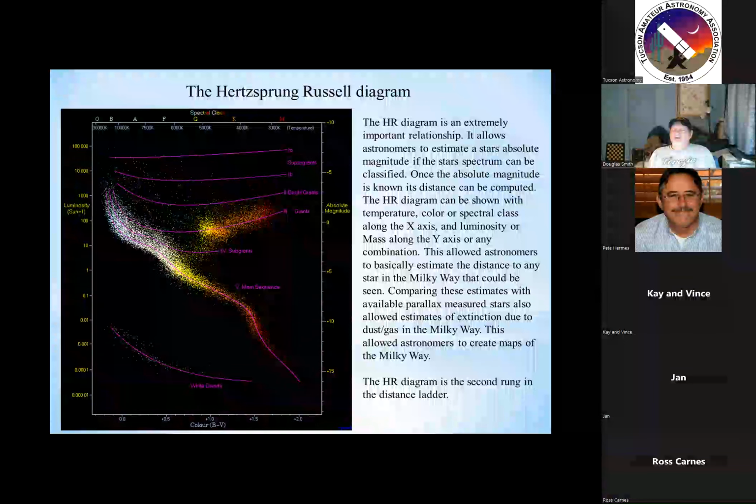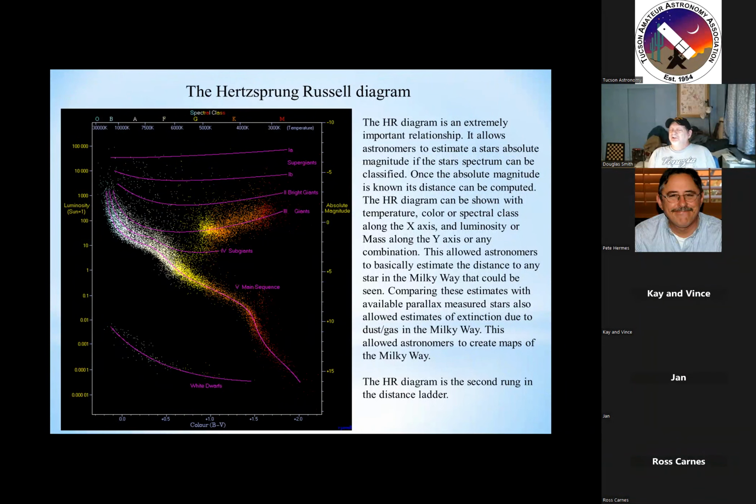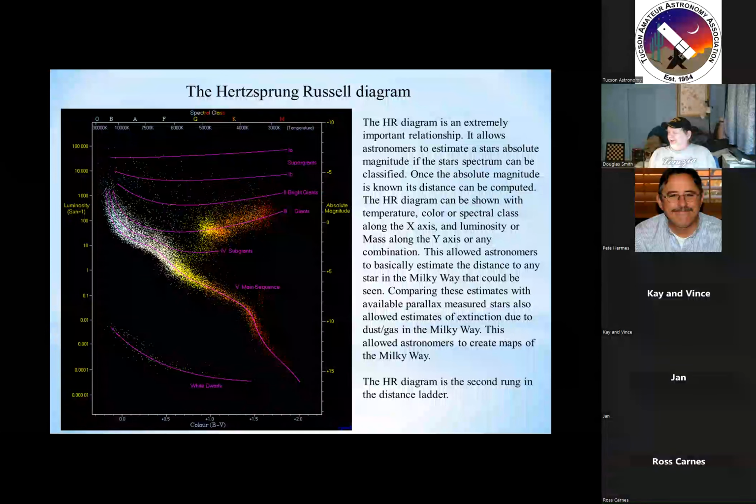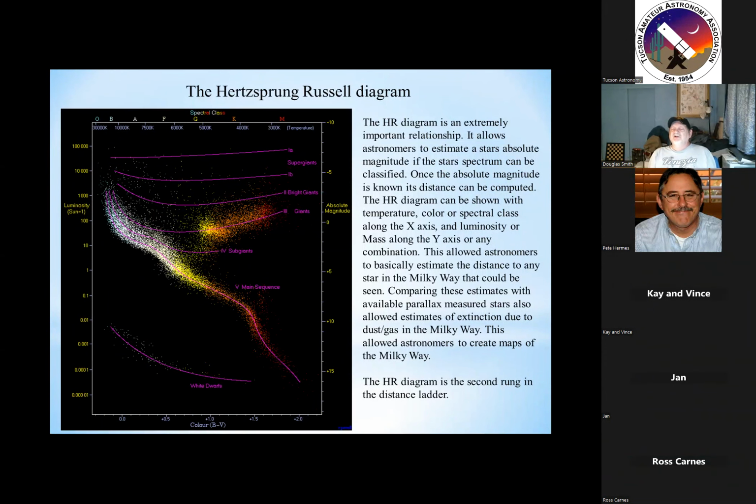What this allows astronomers to do is that we can now look at a star in the sky, and as long as we can see it and take its spectrum, and we can determine its spectral class by looking at its spectrum, we can place it on this diagram and get an estimate for what its luminosity should be, its absolute magnitude should be. Then we measure its apparent magnitude, and based on its measured apparent magnitude and what we think its absolute magnitude should be, we can compute a distance.